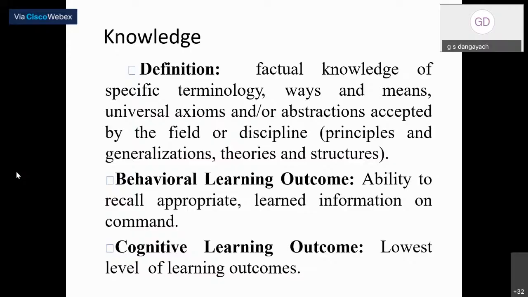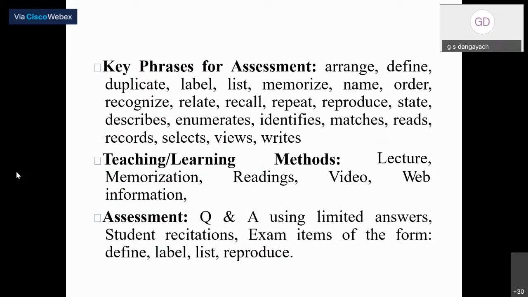Behavioral learning outcome: ability to recall appropriately learned information on command. Cognitive learning outcome: lowest level of learning outcome. Key phrases for assessment are very important for a teacher. See, Bloom's taxonomy is very useful when you are going to set a question paper, a tool to assess the student.